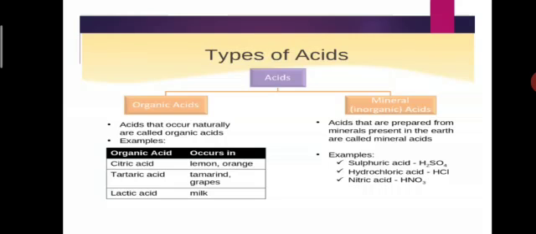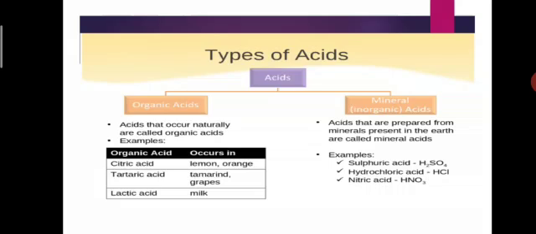Now students, here we are going to discuss the types of acids. As with the base, we know that in the base part also we know about some weak base and strong base. In this part, types of acids, we see that the acids are divided into two parts. First one is organic acids and the second one is mineral or inorganic acids. Let's see first of all organic acids.